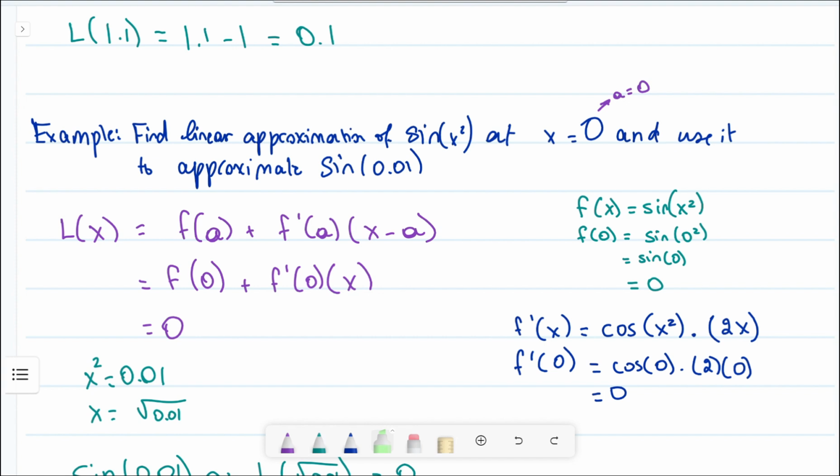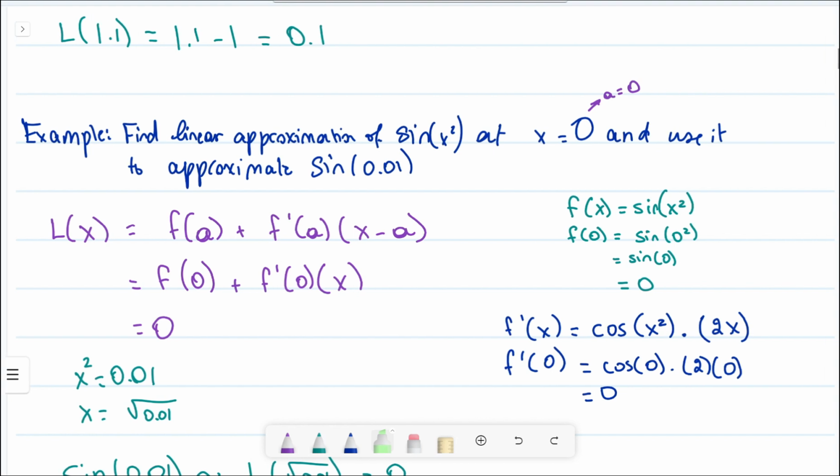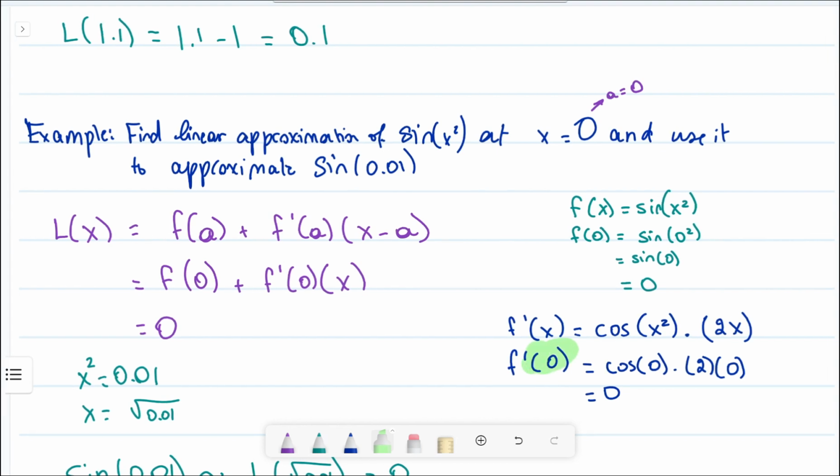Next, f prime of x. Don't forget that to find the derivative of sine of x squared, we use the chain rule. So first we find the derivative of what's outside, so the derivative of sine is cos. We evaluate it at what's inside, so evaluate the cos at x squared. And then we multiply it by the derivative of what's inside, the derivative of x squared, which is 2x. And now we would like to evaluate this derivative at 0. So we get cos of 0 times 2 times 0, which is 0. So both of these terms are 0, therefore L of x is 0.